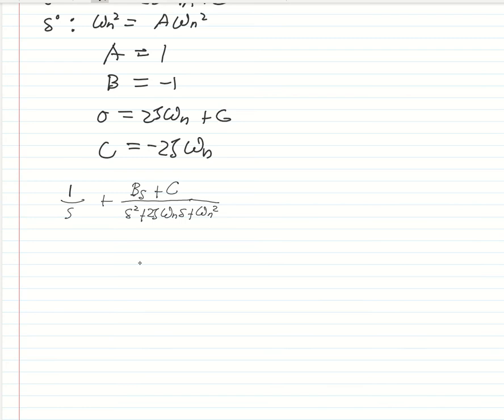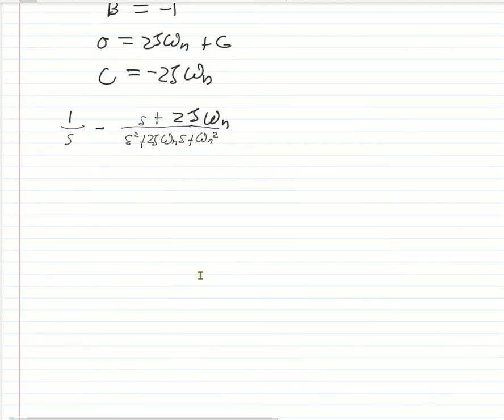Our b is negative, and our c is also negative. We can factor out that negative here. Then b is just negative 1, and c is 2 zeta omega n. And now this will be our new transfer function. Before we apply inverse Laplace, we can further simplify this so that we can take the inverse Laplace directly.